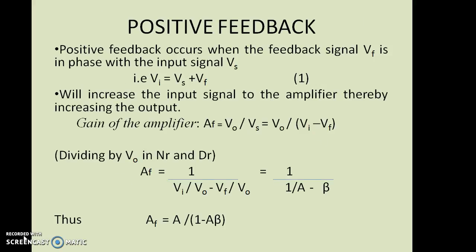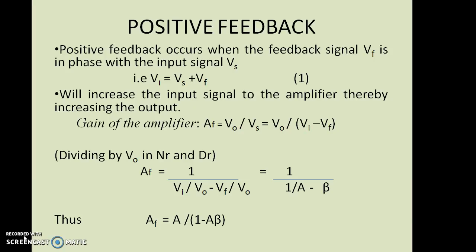Let us see about positive feedback. Positive feedback occurs when the feedback signal Vf is in phase with the input signal. That is, Vi is equal to Vs plus Vf. Second point is, it will increase the input signal to the amplifier, thereby increasing the output.